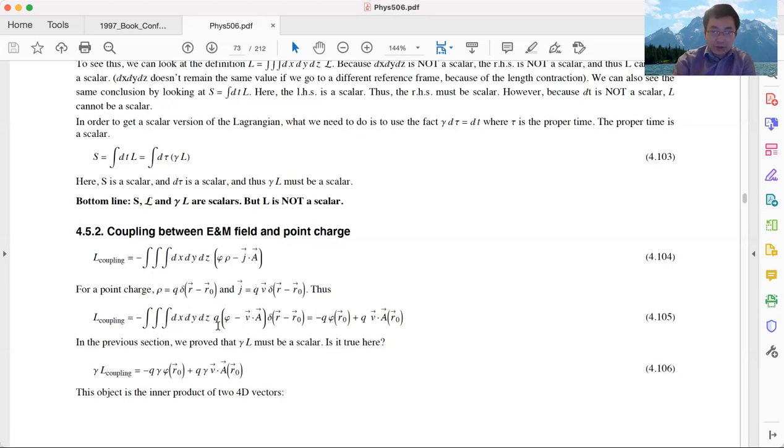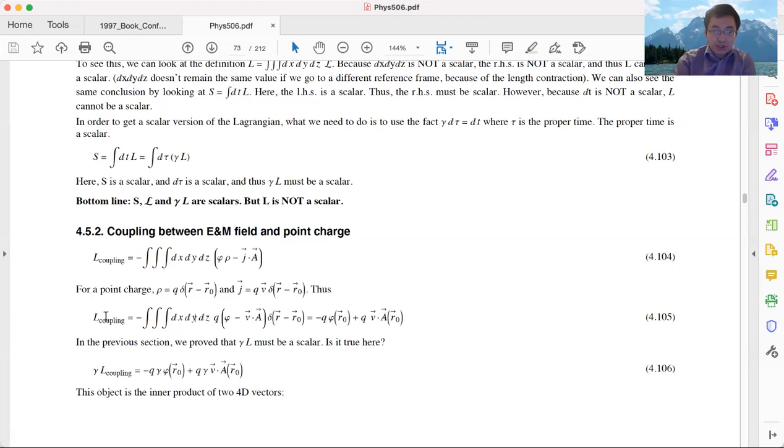Similarly, for the other term, we have a minus sign in front and a minus sign here. So the two minus signs cancel, and we get a plus sign. We have charge Q times velocity dot vector potential A. And again, this vector potential is at r0. r0 is the location of my point charge.